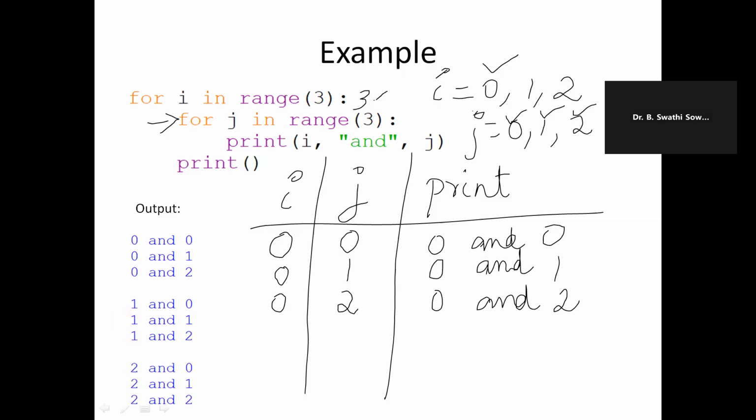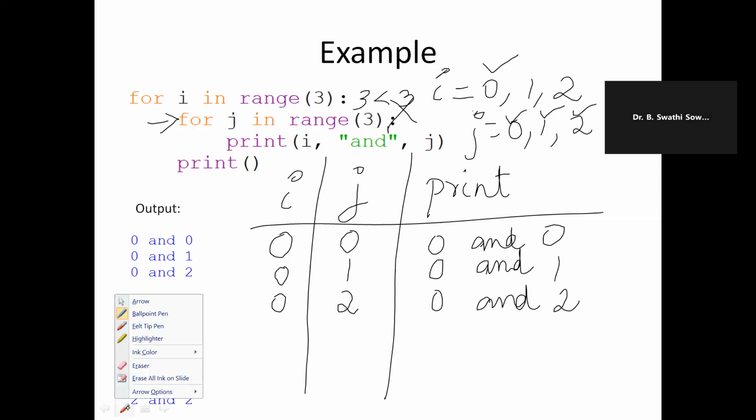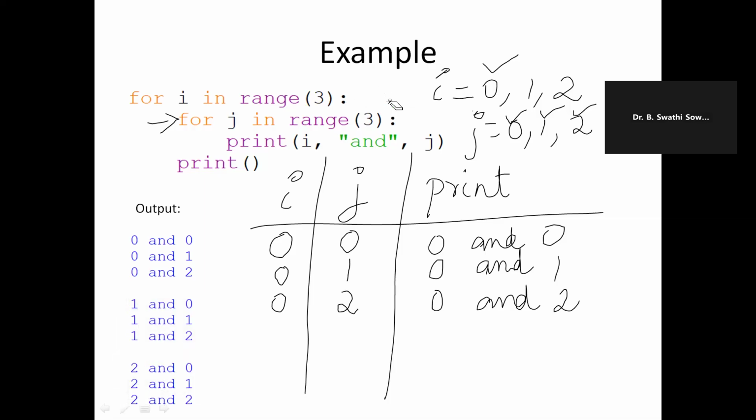Now j value is incremented to 3. Is 3 less than 3? This condition fails, right? So when this condition fails, what happens now? It will be moving backward to the outer loop. Now my i value will be incremented, because this condition failed, to 1.